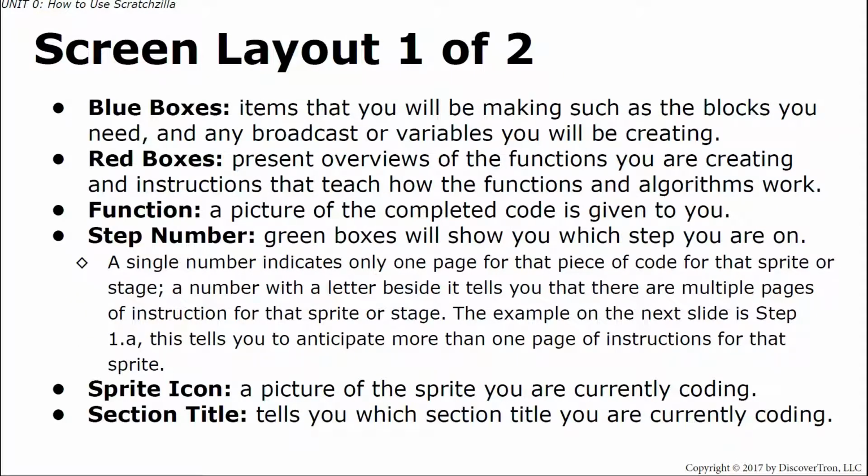The screen layout. There are some major items on the screen layout when you program that you need to know. First, the blue boxes, which we briefly discussed earlier. Those are going to have all the programming blocks that you need to use to create a function, and they have all the broadcasts and variables that you'll need to create also. The red boxes, which you might have briefly seen, I'll show you some of these in a second. These present the overviews of the functions that you're creating and some instructions that teach how the functions and algorithms work. It's very important to go through and read these.